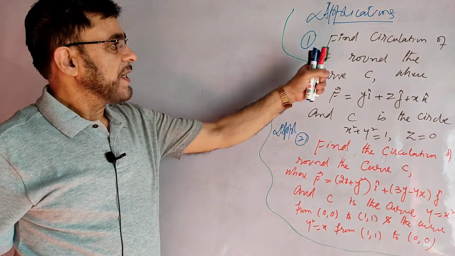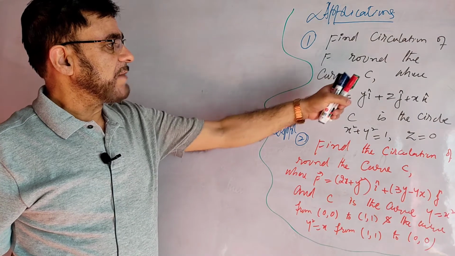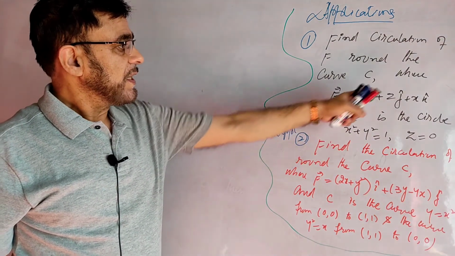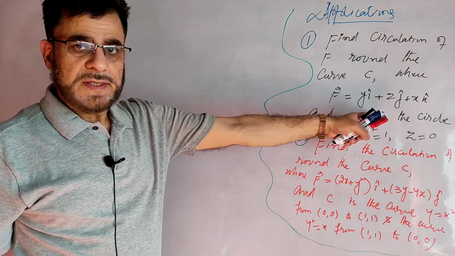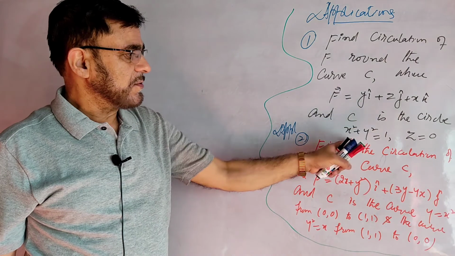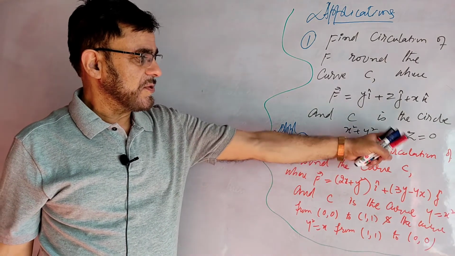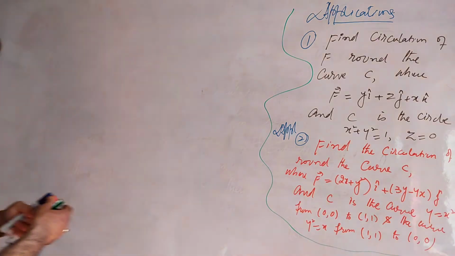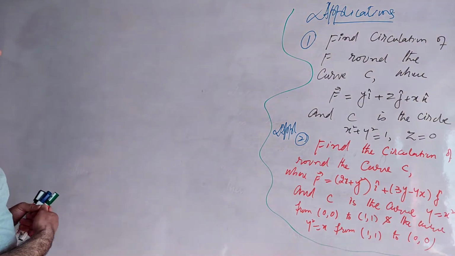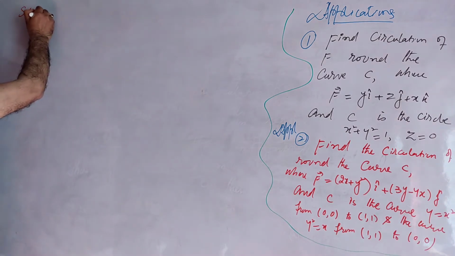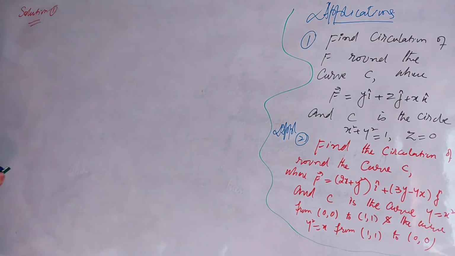The first one I wrote: find the circulation of f around the curve C, where f is this vector point function, and C is the circle, the closed curve x squared plus y squared equals 1, z equals 0. And the second application we will do next. Let me have the solution of application number 1. Solution of the first I will write here.